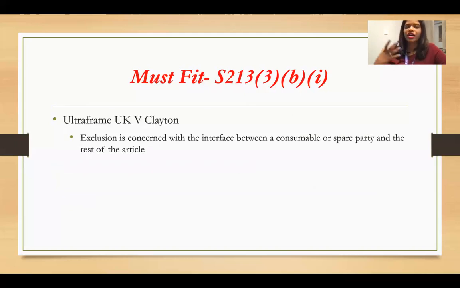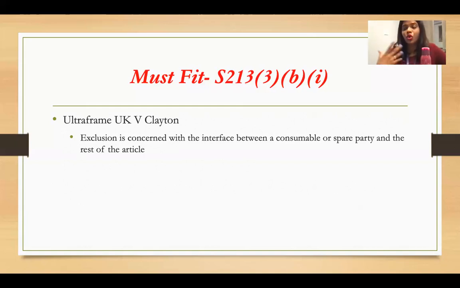So we have the Ultra Frame case that explained must fit. Must fit is basically anything that has a connection of interference. Like I told you, you have to use these two together. Only when you use these two together will you make sure that this product is functional. Why does the court say must fit will fall within the exclusion? Because if you lose the cap of the thermos, you must go back to the same company to buy the spare part.